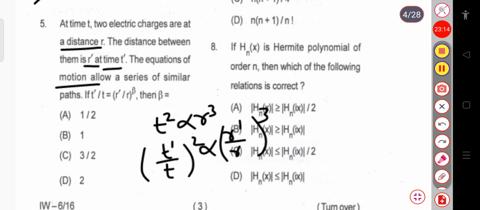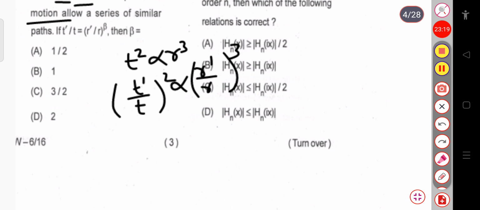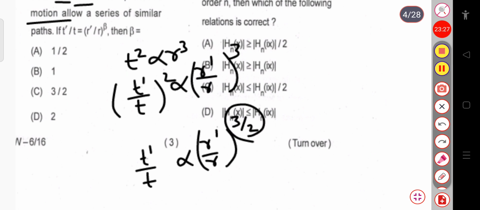Or simply, if I take the power 1 by 2, then t prime by t will be proportional to r prime by r whole power 3 by 2. So this 3 by 2 is nothing but beta. So our answer will be 3 by 2.